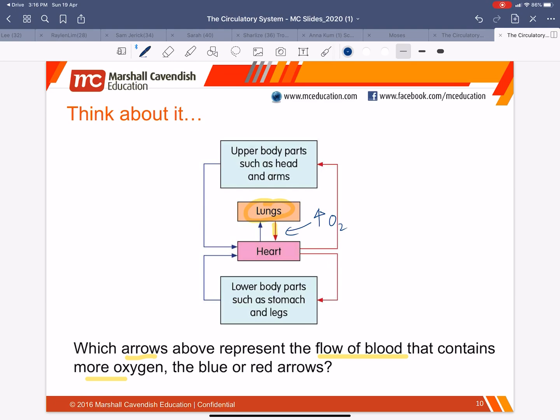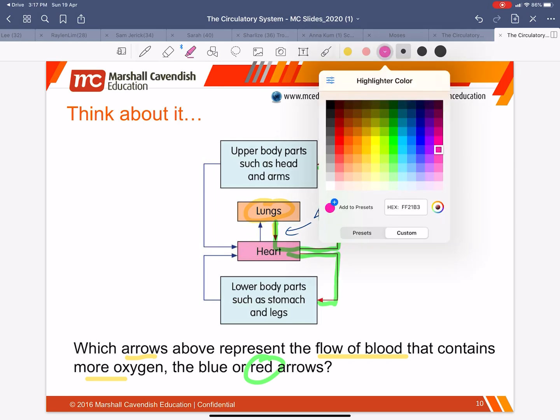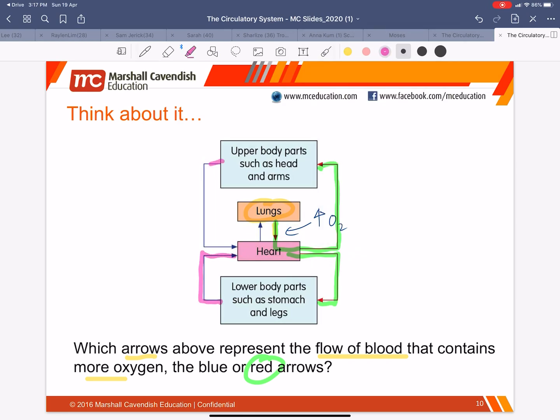Alright? So therefore, if you follow the flow of it from the lungs, it will be that the arrows in red would have the higher amount of oxygen, whereas the arrows in blue over here are actually carrying blood that is rich in carbon dioxide, because as they flow through the parts of the body, they will have collected carbon dioxide, which is a waste matter that is formed from respiration.